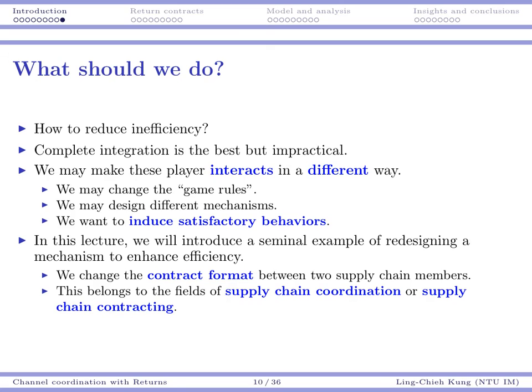We will see how to do this. This belongs to the field of supply chain coordination, or in general supply chain contracting. It's about how we may design new formats of supply chain contracts so that the supply chain can be more efficient. There are a lot of papers, a lot of studies in this field. Today we talk about one. Okay, thank you.